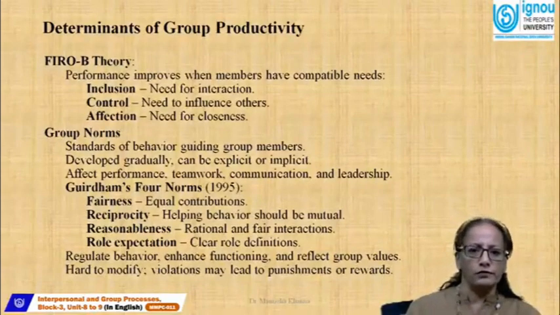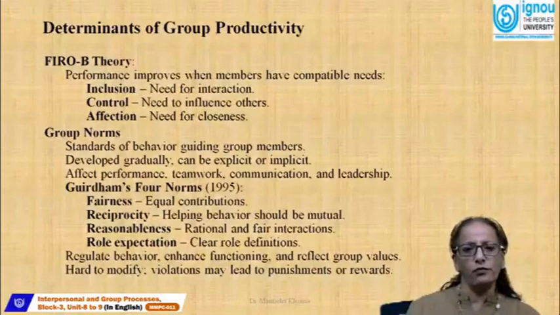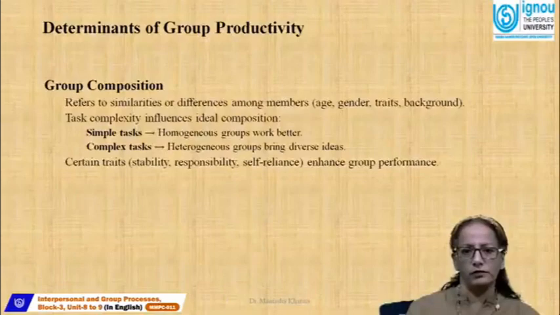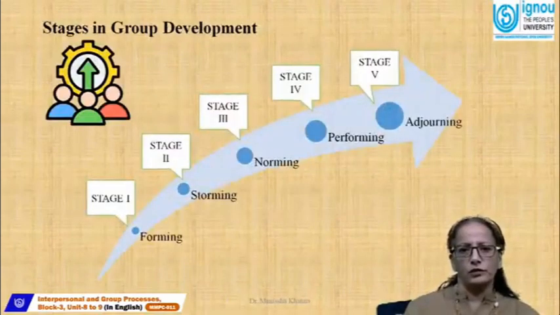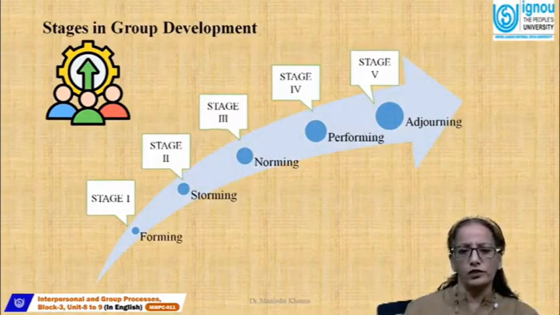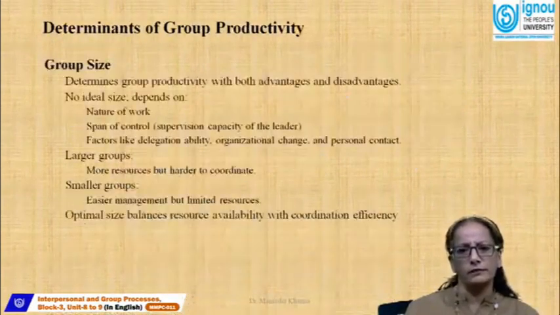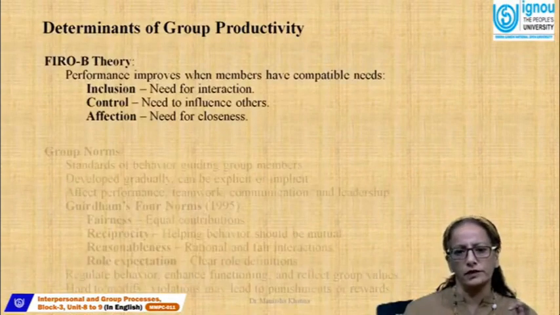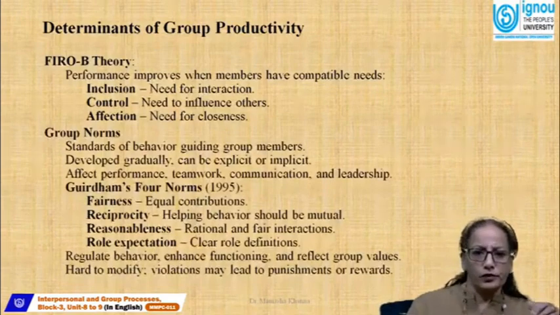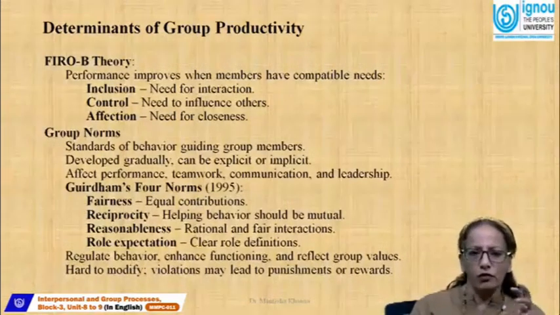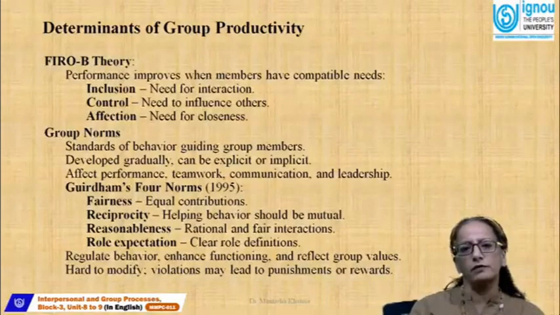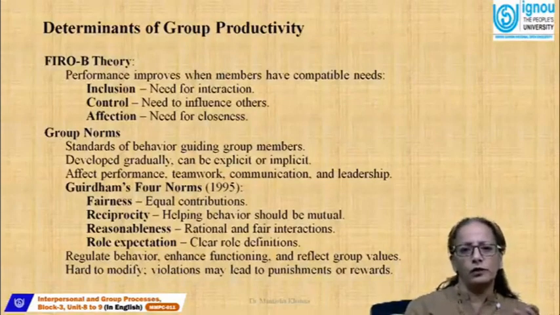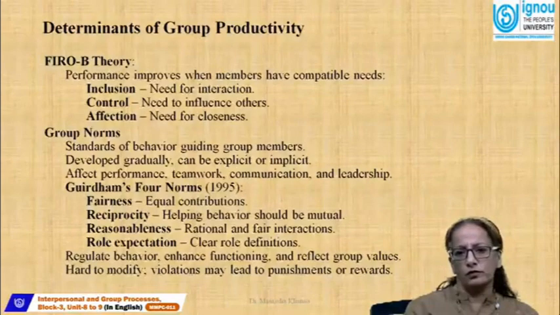norms. The group norms are formed during the norming stage. There is a stage which we just discussed. When we are at stage 3, the norms are set up. So these group norms are very important at this particular stage, because here the norms are set up as per the standard behaviors, and the group will guide the group members.